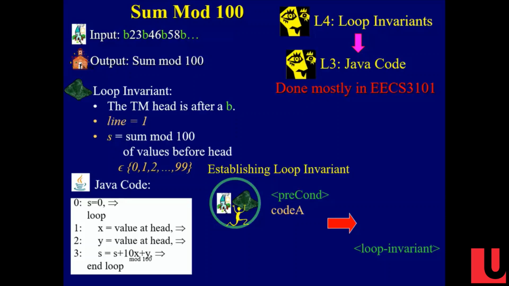I have to set S to 0, and I have to move the head over to the 2, right? And that gives me that the head is after one of the B's. It's after the first B. I have to go into line 1, right? And the sum of the numbers before me is 0, right? Everybody good with that? That's how we establish the loop invariant.